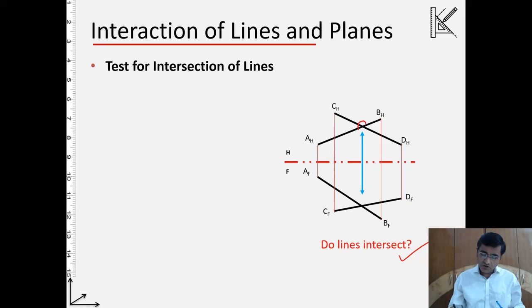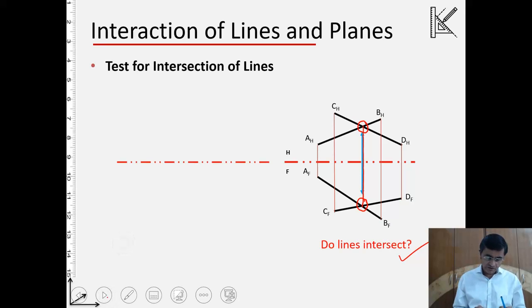So the point of intersection on the horizontal and the point of intersection on the frontal, they are aligned. So the projector from the horizontal, if I draw it, is passing through the point of intersection on the frontal. Okay, so because these two are aligned along the same projector, that means these lines intersect.